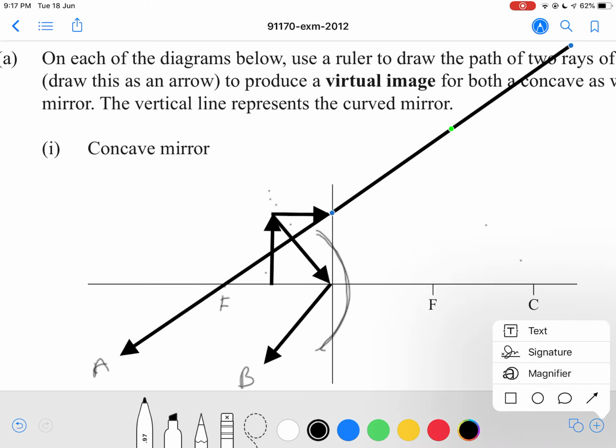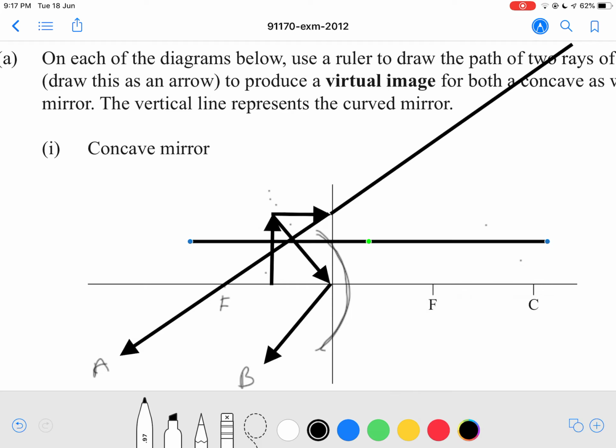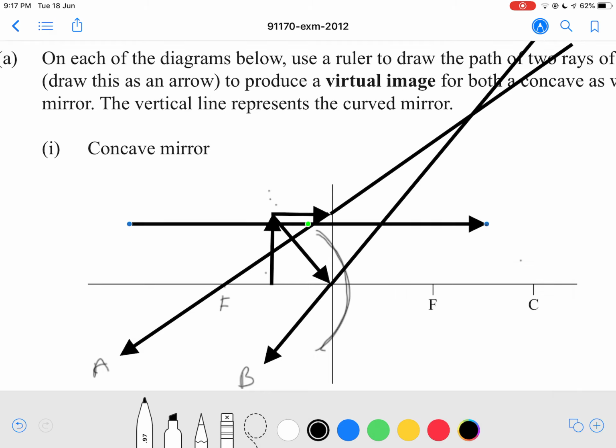And if I dotted back ray number B, it will go in the opposite direction. We're just going to keep extending the ray as if it was going backwards. So the two rays are now meeting. If I extend the rays backwards, they meet. Where these two rays meet is where our virtual image will be produced. So there is our enlarged virtual image.